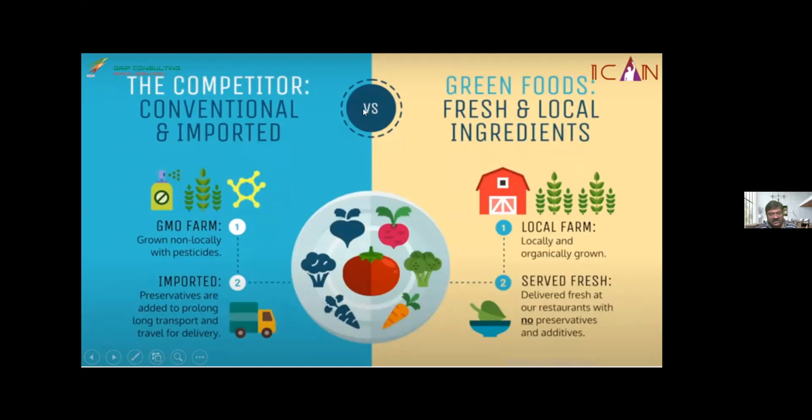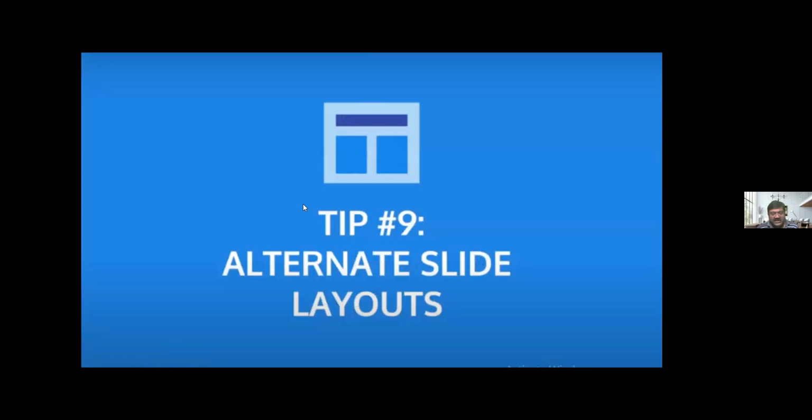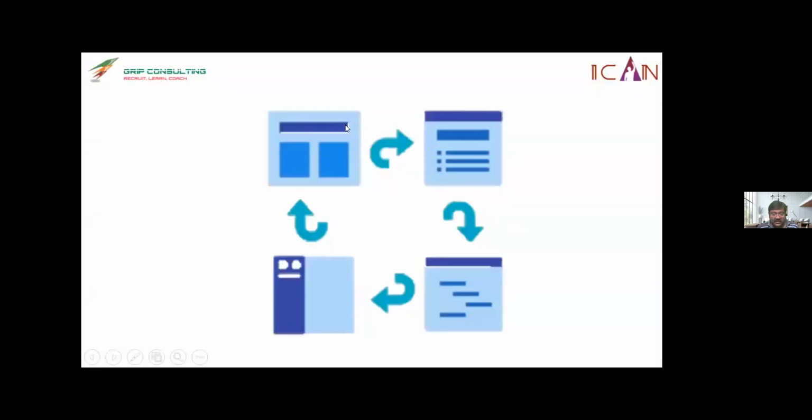So there's this versus kind of a symbol which is given here. Tip number 9 says, let's have some alternative slide layouts. Now, what does that mean? It says that we can also create a flow of slides in this manner. This can be used for matchings or versus kind of a slide.